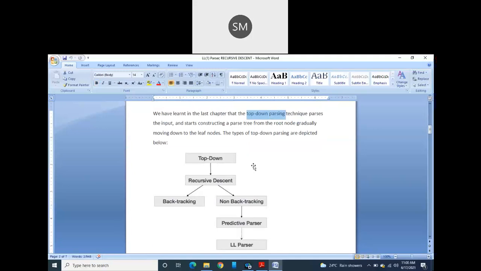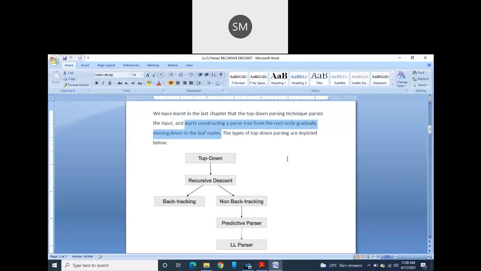That is top down parsing. This top down parsing is again categorized into two or more types. There is one more type of top down parsing, that is called recursive descent. Okay, see, top down parsing starts constructing the parse tree from the root node gradually to the leaf nodes.